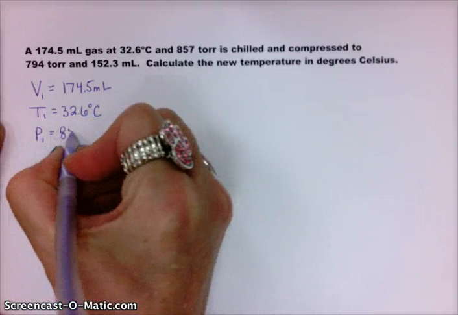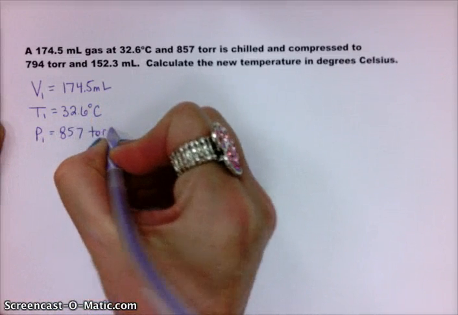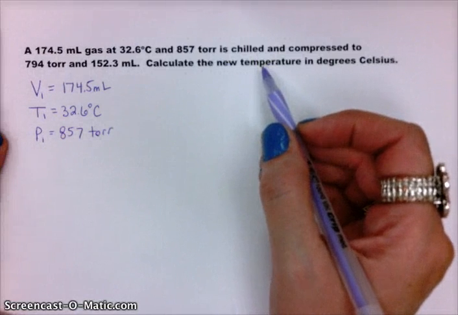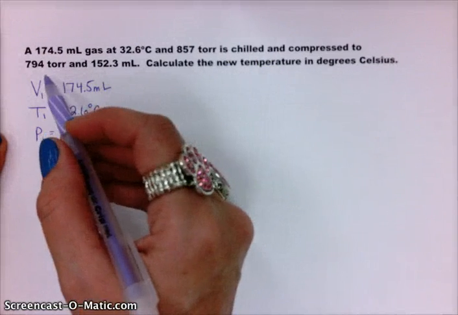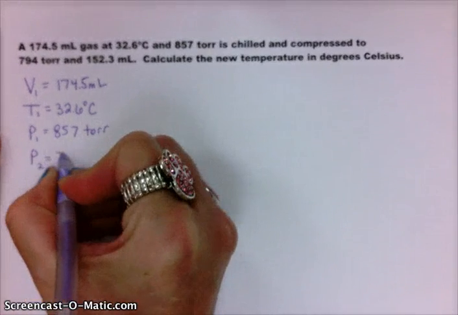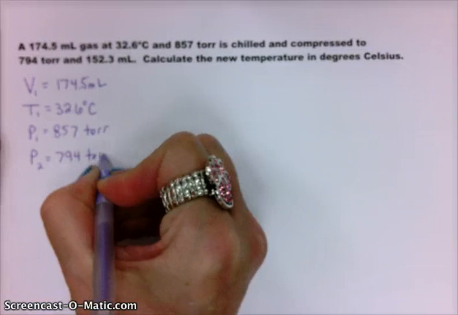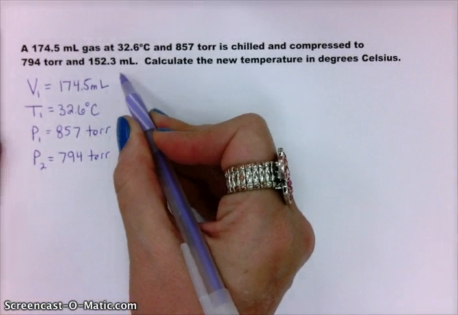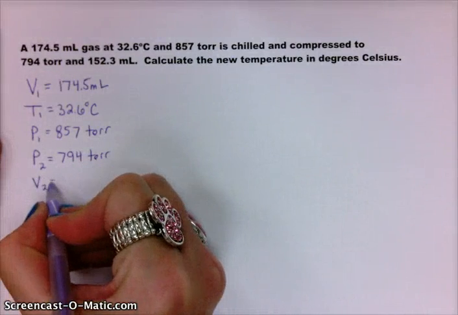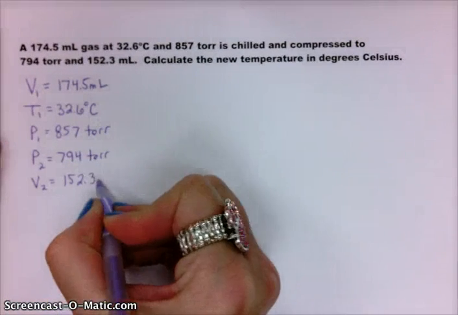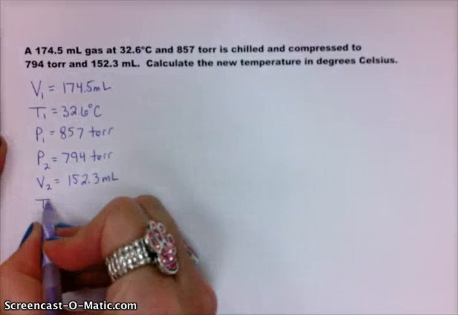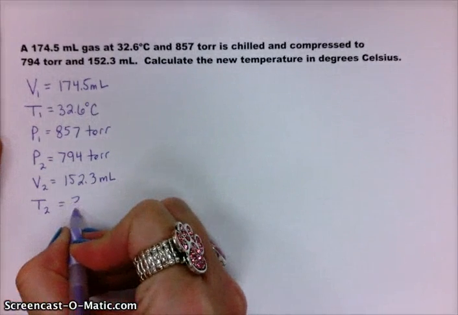We have 857 torr. Then we're going to chill and compress to 794 torr. So torr again, it's a pressure. So this is going to be P2. Yes, P2. 794 torr. And we have 152.3 milliliters. Milliliters is a volume, so this is V2. 152.3 milliliters. Again, calculate the new temperature. So T2 is in fact my unknown.